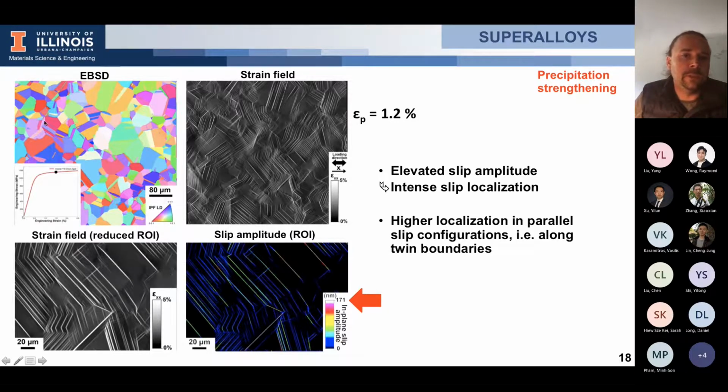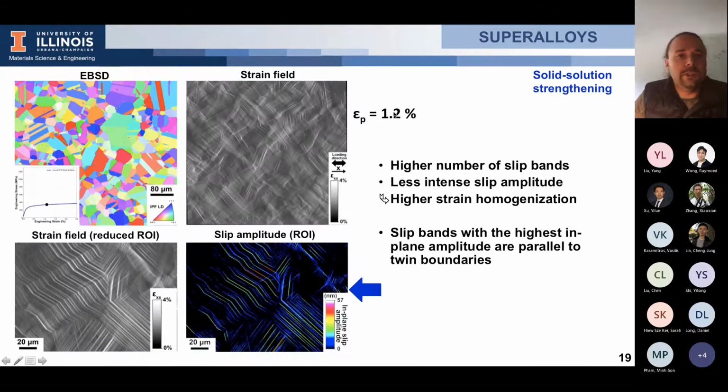You can see the strain field, and you can see the microstructure on the left. And at the bottom, I just display the amplitude of the localization for a small region of interest. What you can see is that most of the bands display values of localization that can reach up to, let's say, 150 nanometers at this applied plastic deformation. So I did the same for the solid solution, the alloy with the lower yield strength. And you obtain these results.